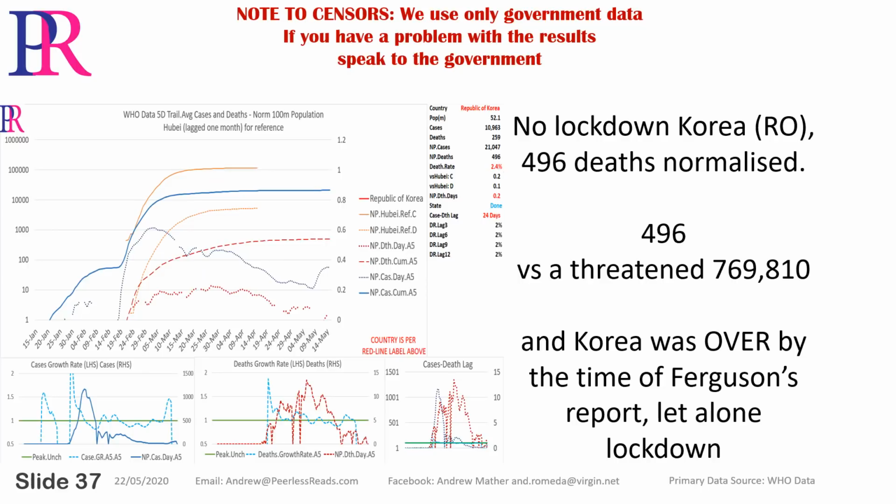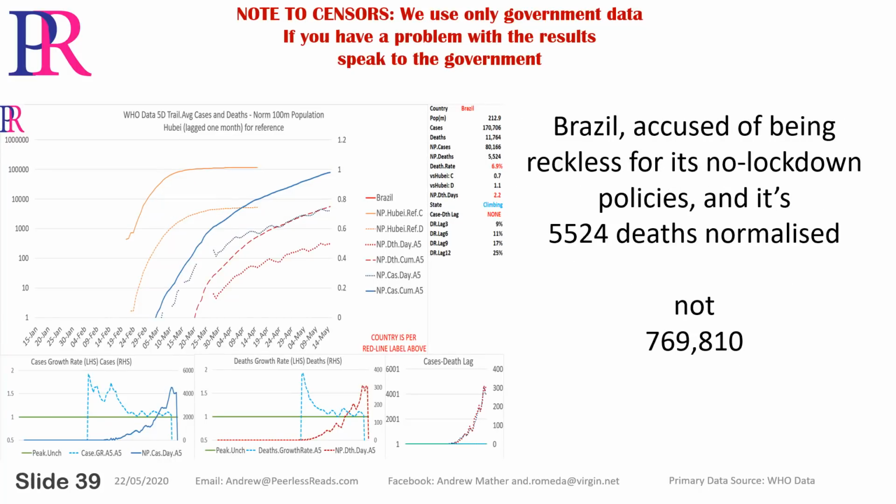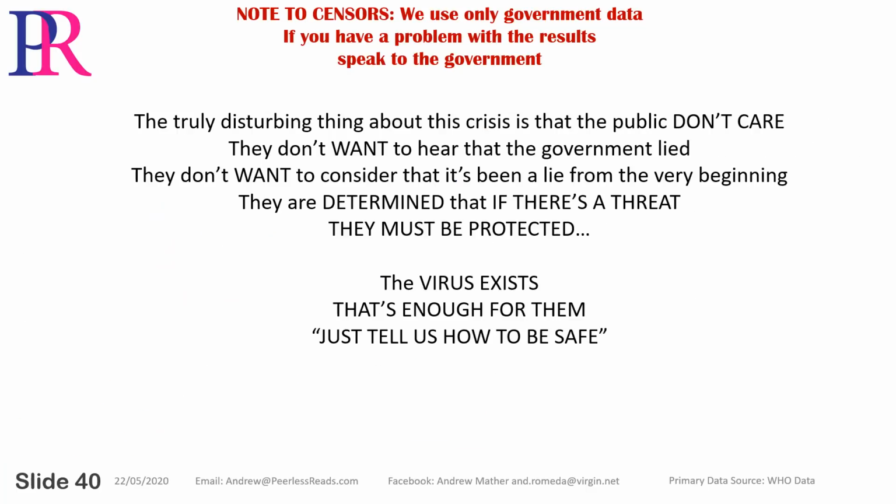No lockdown Korea: 496 deaths normalised, versus a threatened 769,810. And Korea was over by the time of Ferguson's report, let alone lockdown. Sweden, massively punished with deaths going sideways, that is not the virus, and yet it's still only 32,244 deaths normalised, not 769,810. Brazil, accused of being reckless for its no lockdown policies, and it's 5,524 deaths normalised, not 769,810.